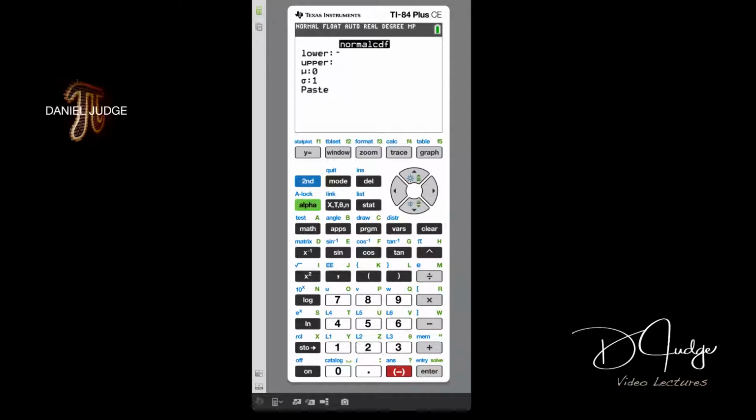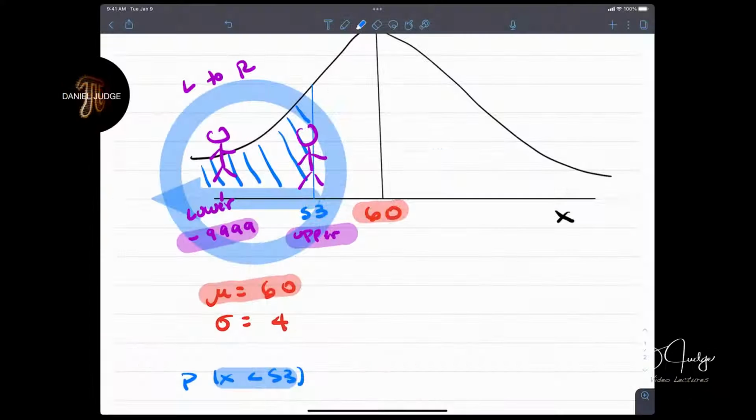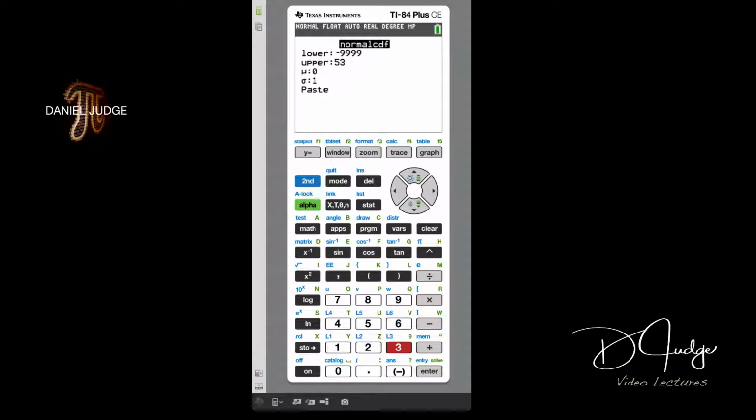Negative. That's the lower value. 9999. That's our default lower value. Remember the upper value. If I go back to the iPad, upper value is 53. So I entered that in. We need the mean. The mean is 60. And we need the standard deviation to be 4 here. So as I go down here and I paste this, what we see here is our answer.